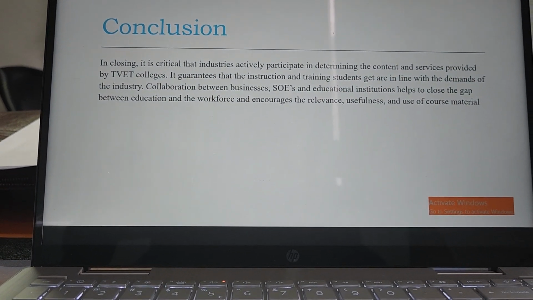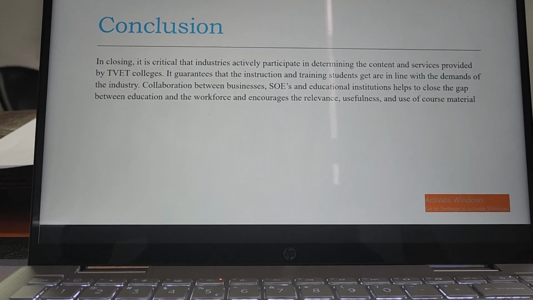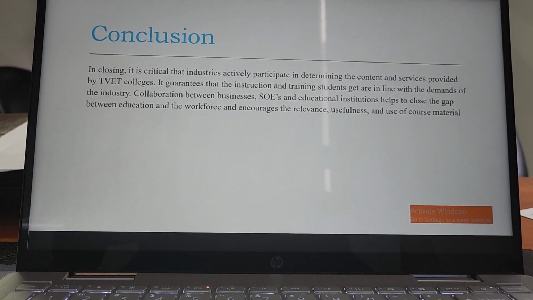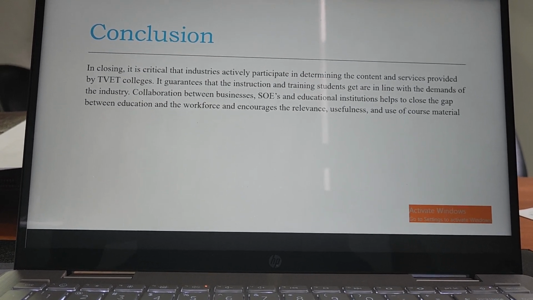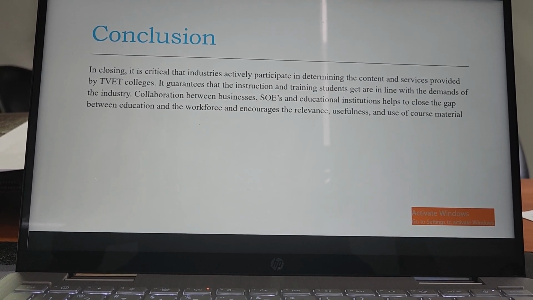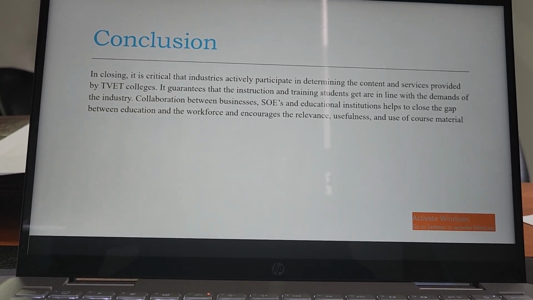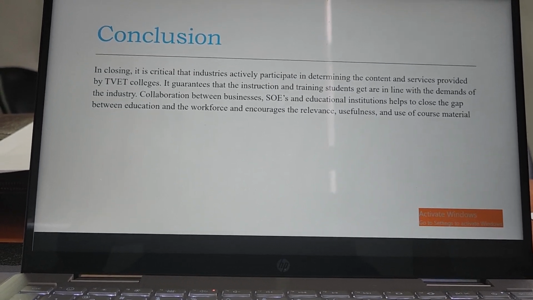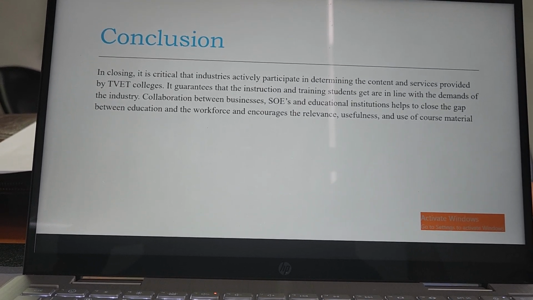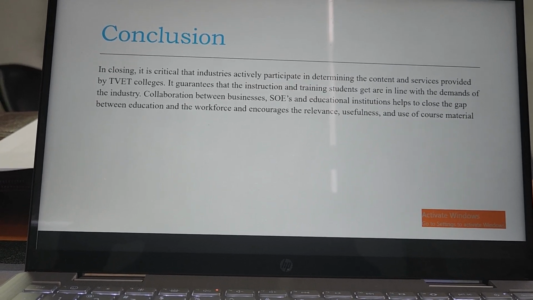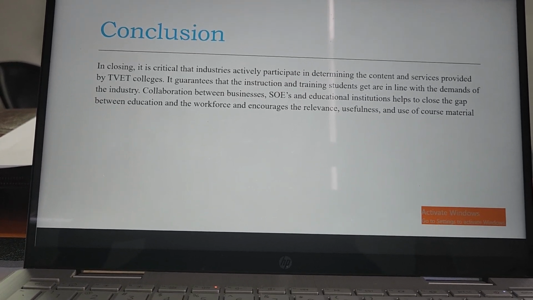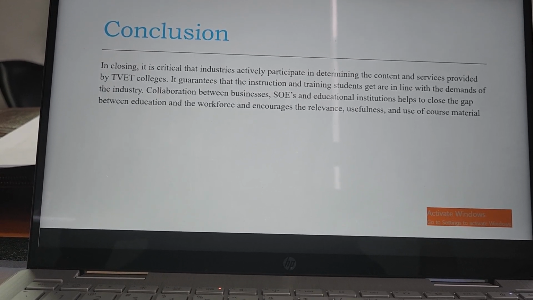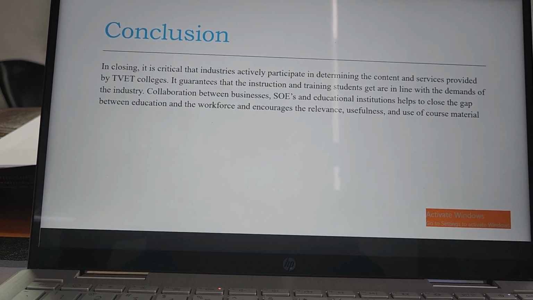Now, in my conclusion, I'm saying that it is crucial that industries participate in determining the content and services provided by TVET colleges. It will guarantee that the instruction and training students get is in line with the demand of the industry. Collaborations between business, SOEs, and educational institutions help to close the gap between education and the workforce and encourage the relevance and proper use of the course material.